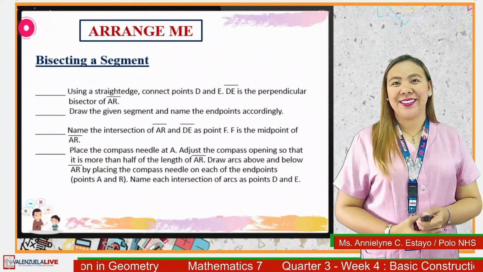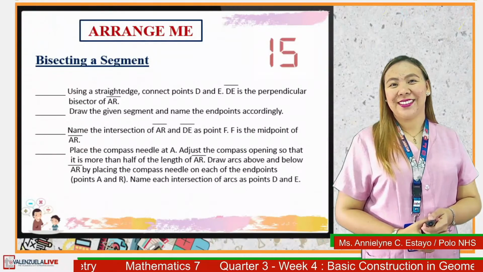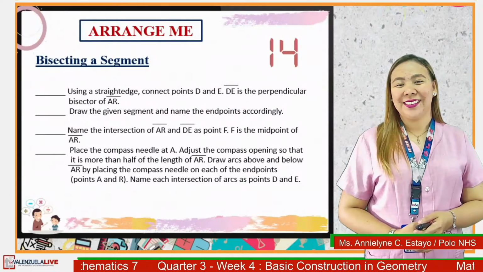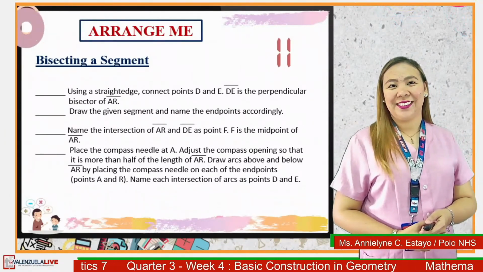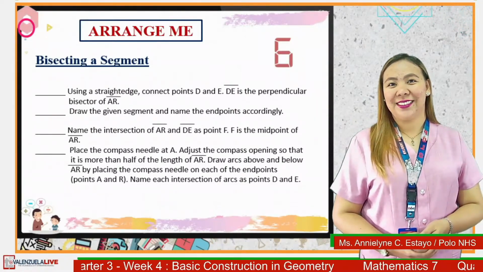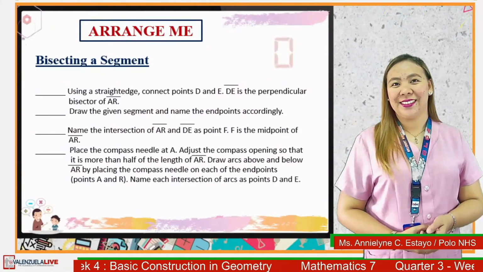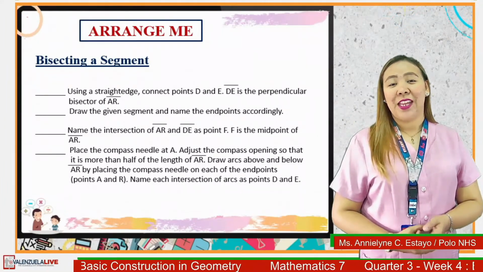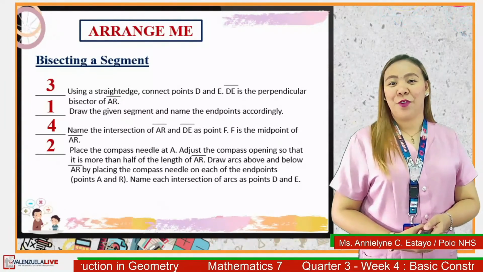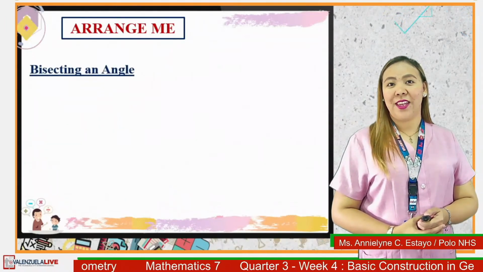bisecting a segment. Fifteen seconds starts now. Time's up. The answer is 3, 1, 4, 2. Very good. Next construction is bisecting an angle.